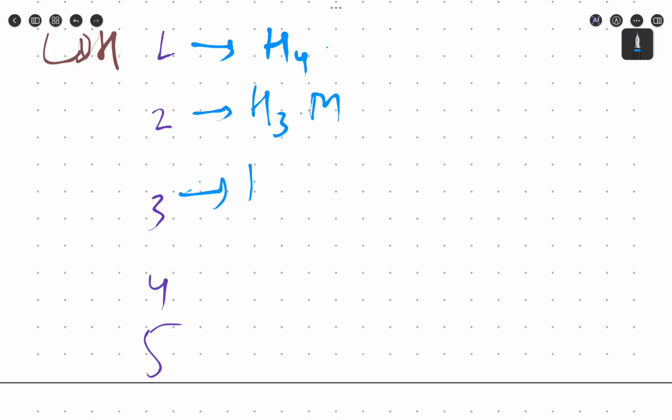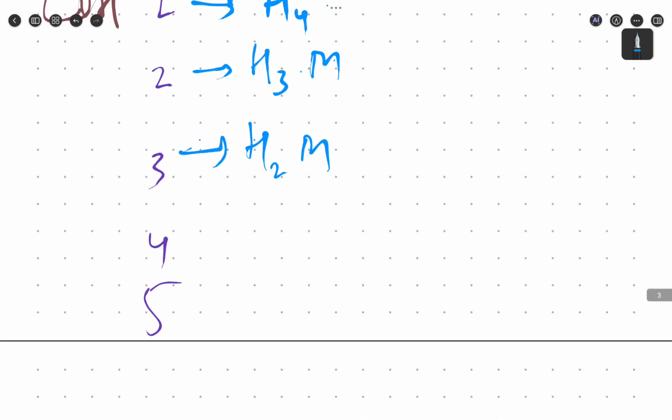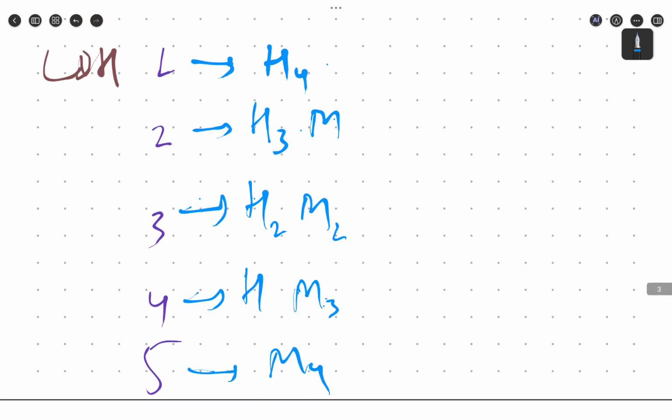Now reduce H3 by 1, so H2, and increase M by 1, so M2. Now one more thing, H1 and, sorry, you don't need to write M1, H and M3, and lastly M4. All right, so H4 is found in heart, so very simple, H4 and heart.